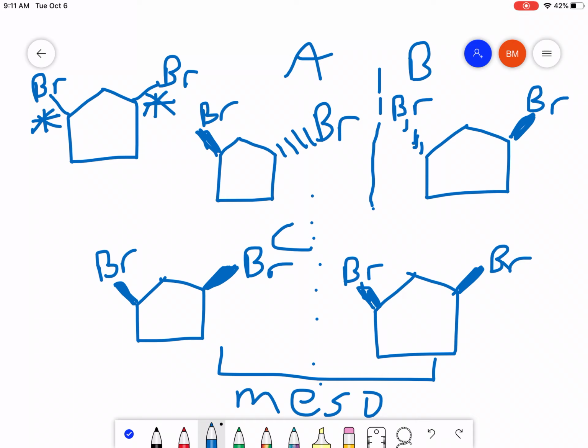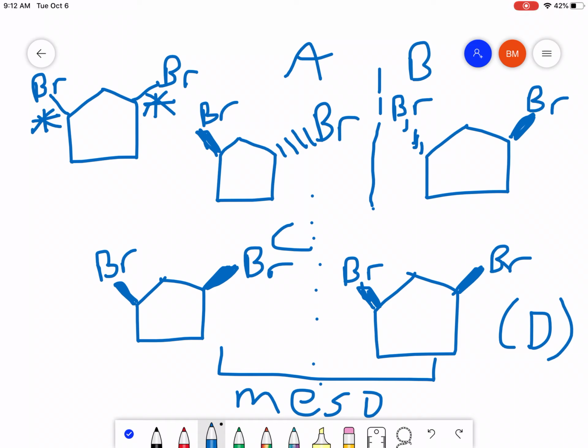And when we see a meso compound, you see traits that are common to achiral compounds. Number one, if we did hypothetically call this D, D is perfectly superimposable on its mirror image, C. Superimposability is indicative of achiral compounds, as we learned in the past.